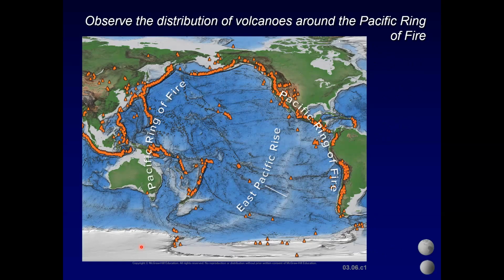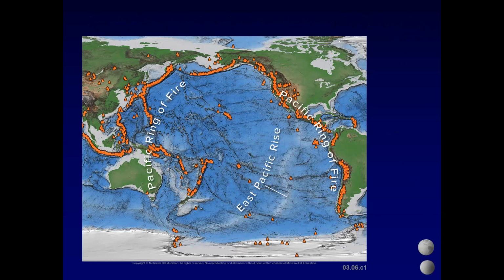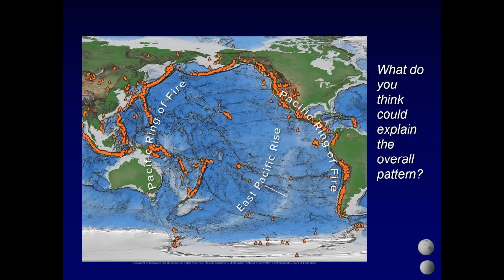This is the Pacific Ring of Fire, it's called. You may have heard of that. We say that because there's volcanoes all the way around here. Very dangerous. What do you think could explain the overall pattern and distribution of volcanoes here? Well, there's different things happening on either side of this, although there are volcanoes on either side.